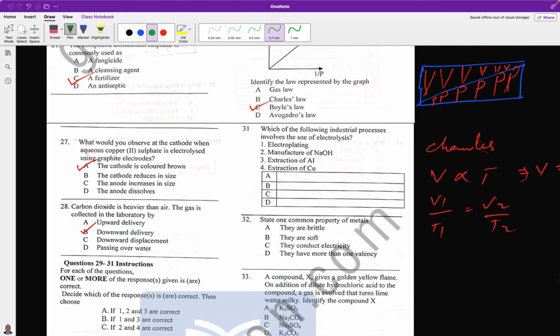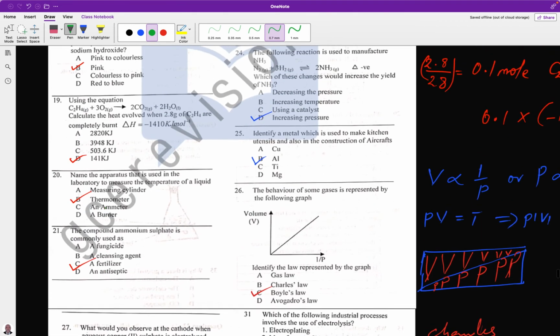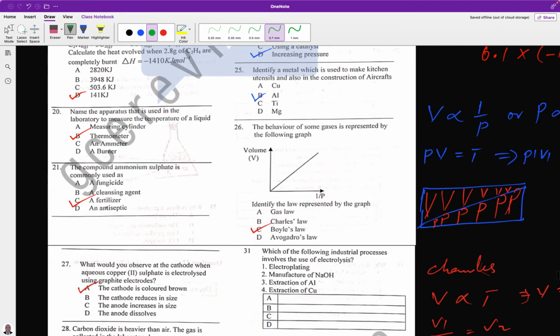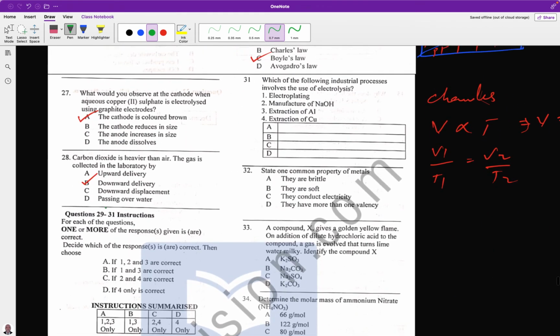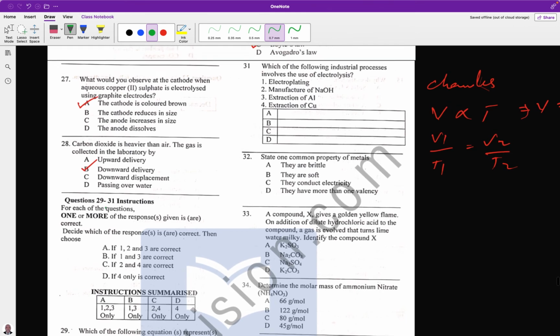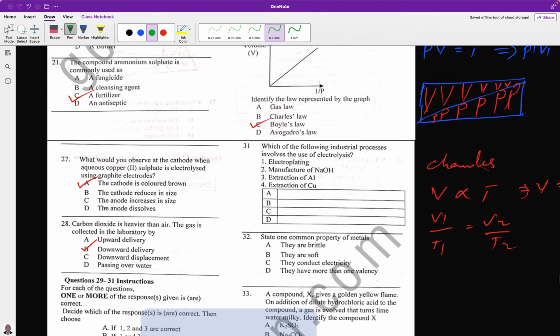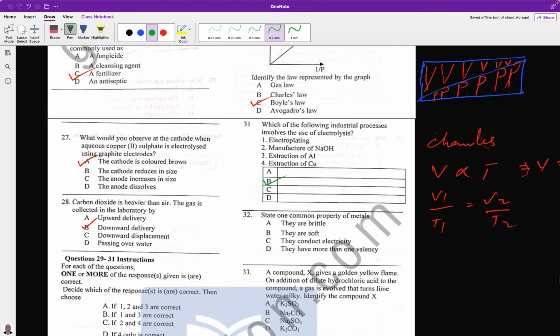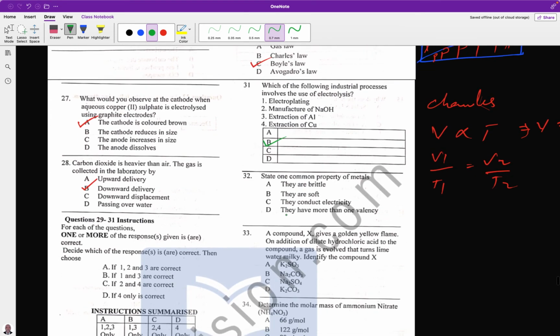If we check 1 and 3 on our answer column, 1 and 3 is B. So question 31 is B. It's only aluminum and electroplating.